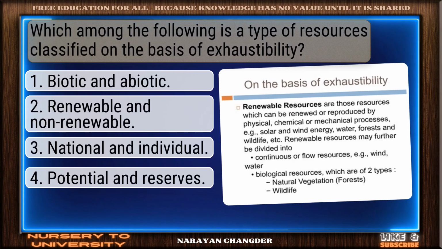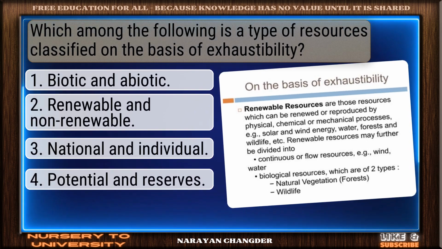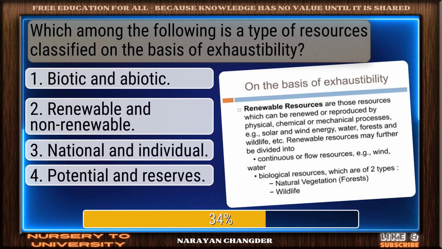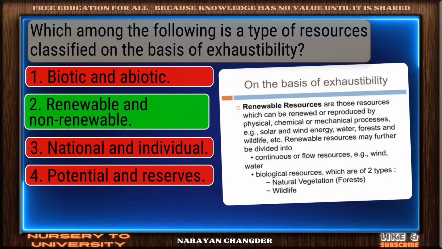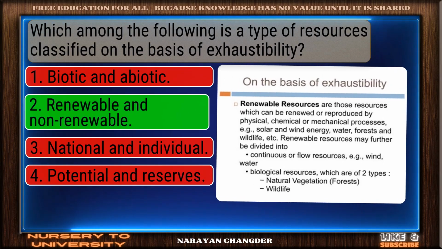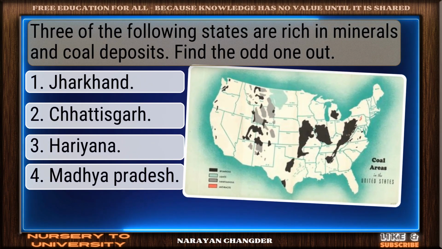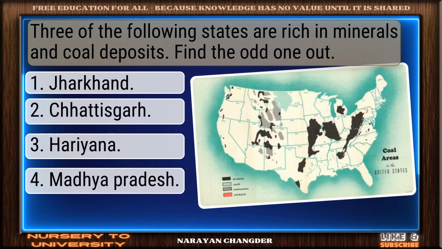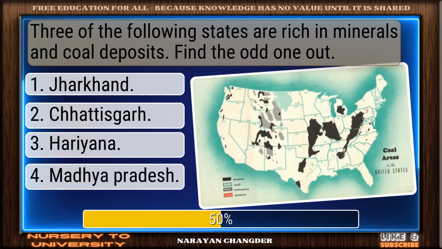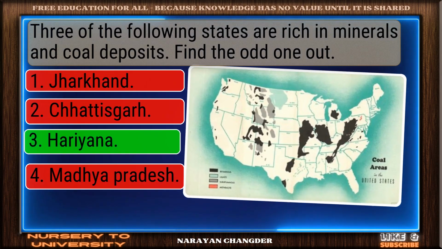Which among the following is a type of resources classified on the basis of exhaustibility? You chose renewable and non-renewable. Correct. 3 of the following states are rich in minerals and coal deposits. Find the odd one out. Strong choice. Haryana is right.